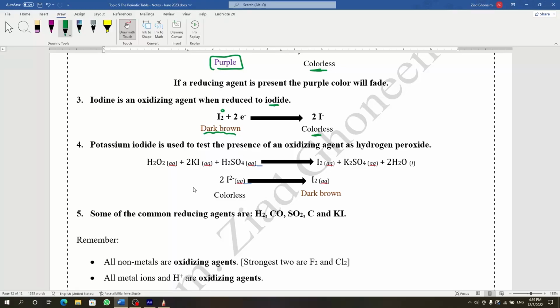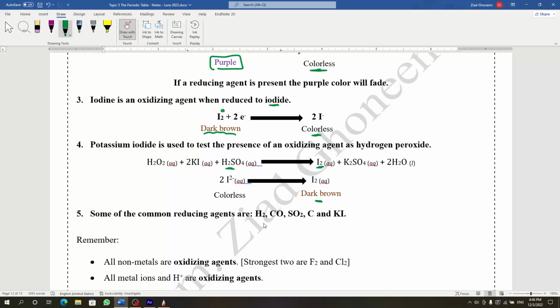Like in this example, hydrogen peroxide, H2O2, is an oxidizing agent. It's a very strong oxidizing agent. If we want to make sure that it's an oxidizing agent, we add it to KI, and the whole reaction is acidified with H2SO4. The final products are I2, which is dark brown. So the formation of a dark brown color means that there's a redox reaction that has happened, that H2O2 is a strong oxidizing agent, and that KI lost electrons and formed iodine, which means that dark brown color will form.